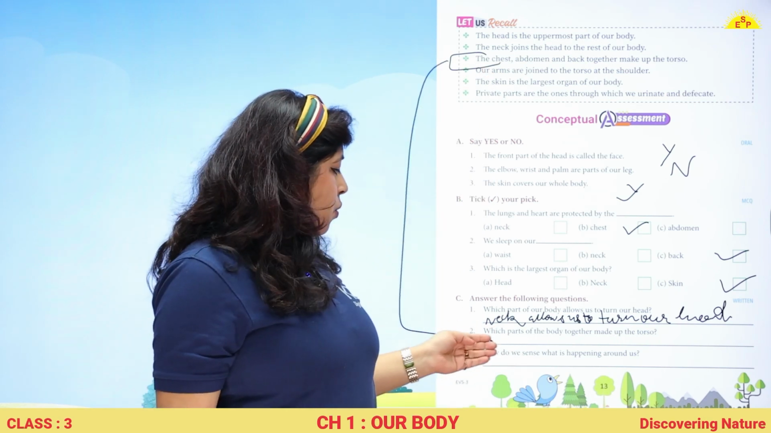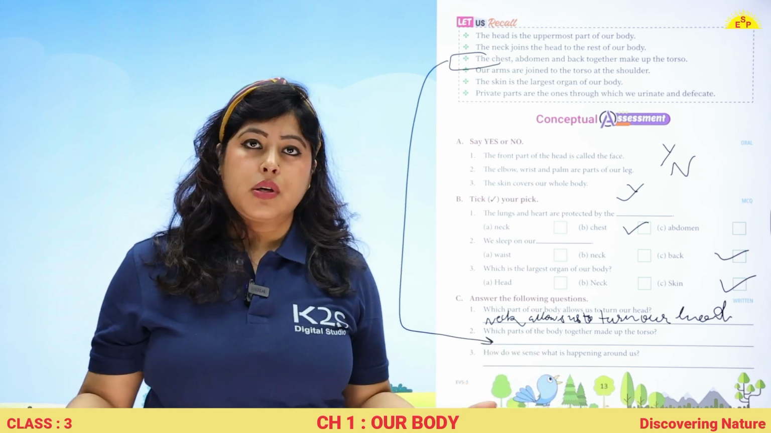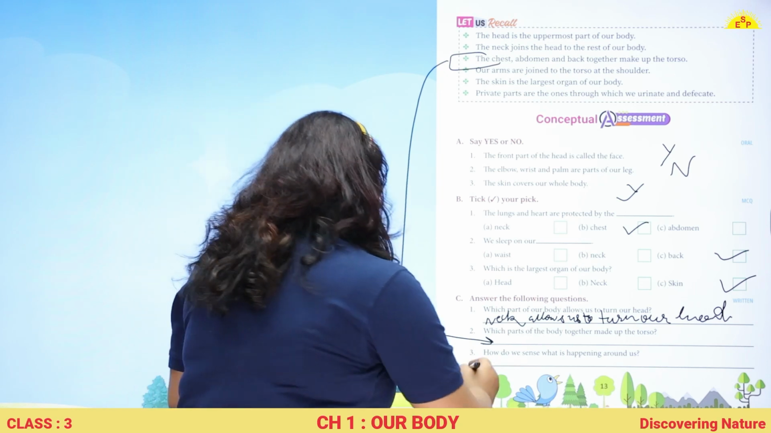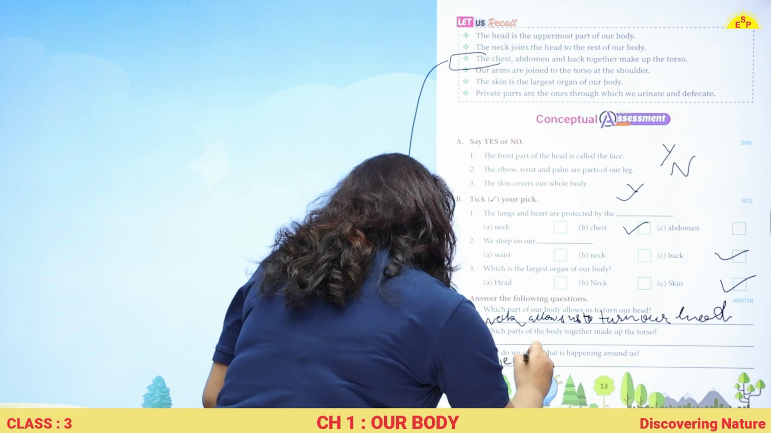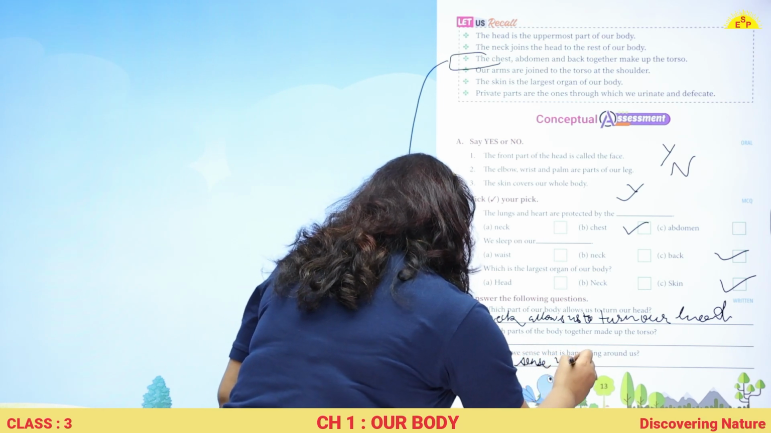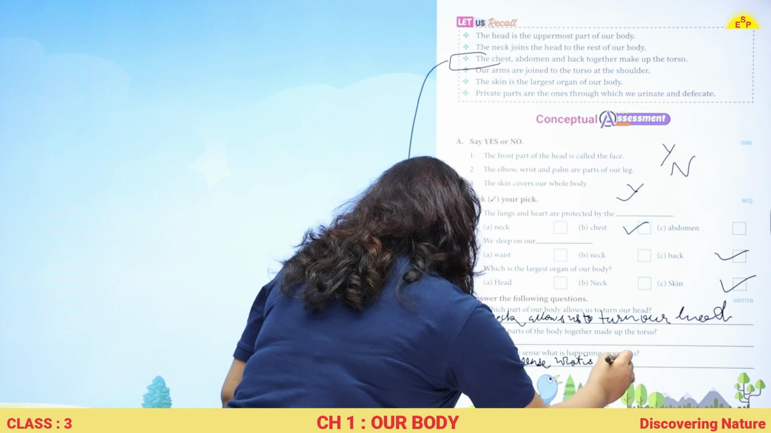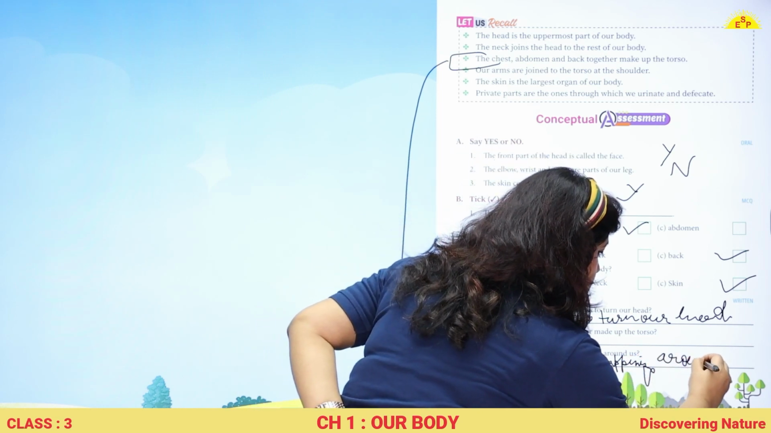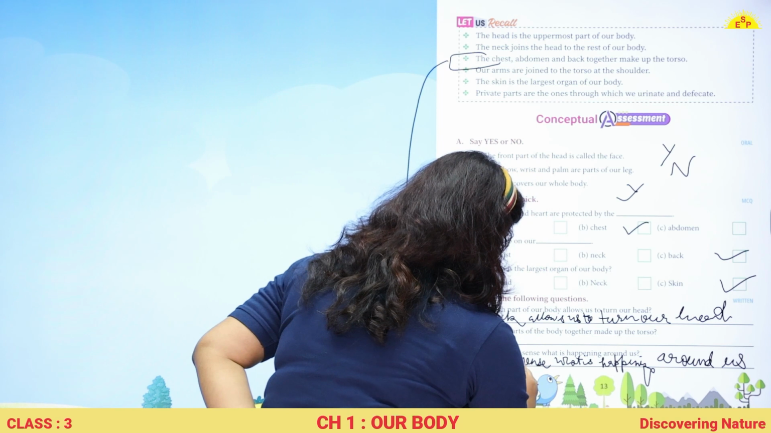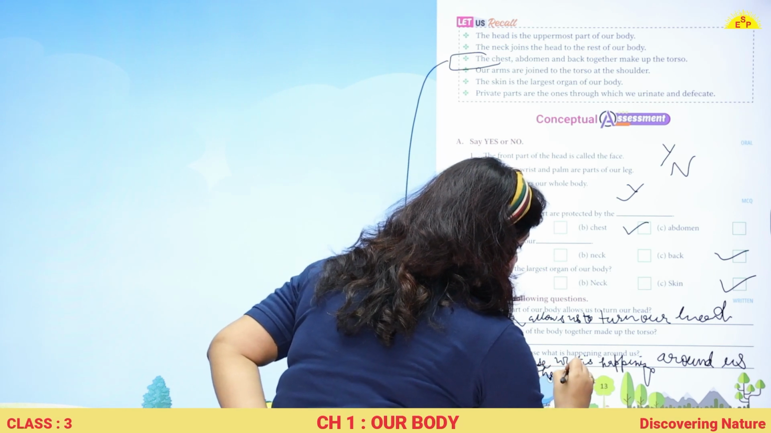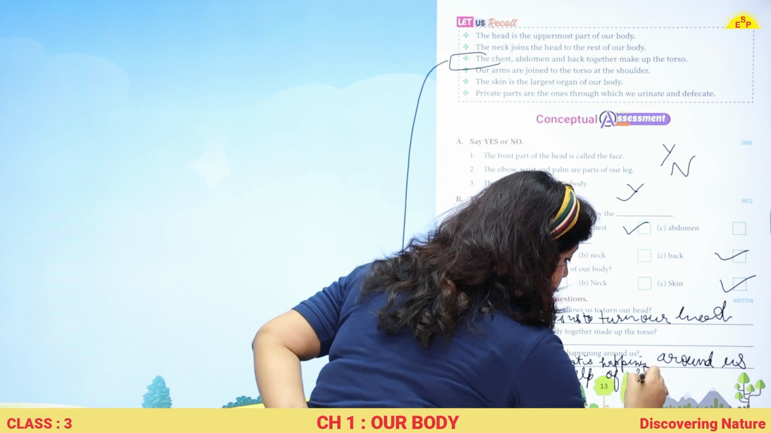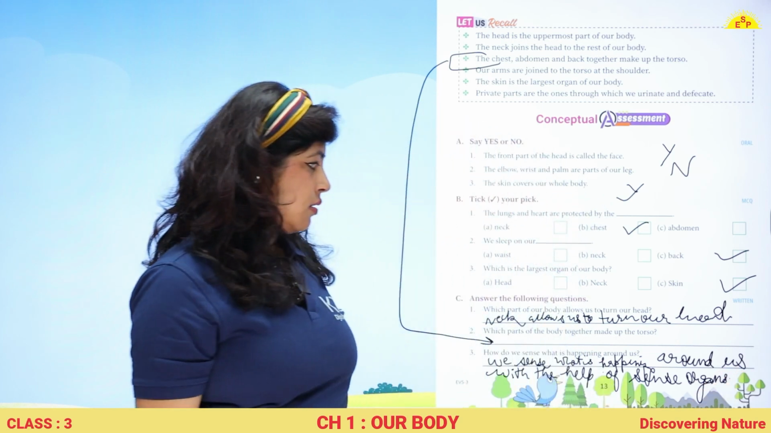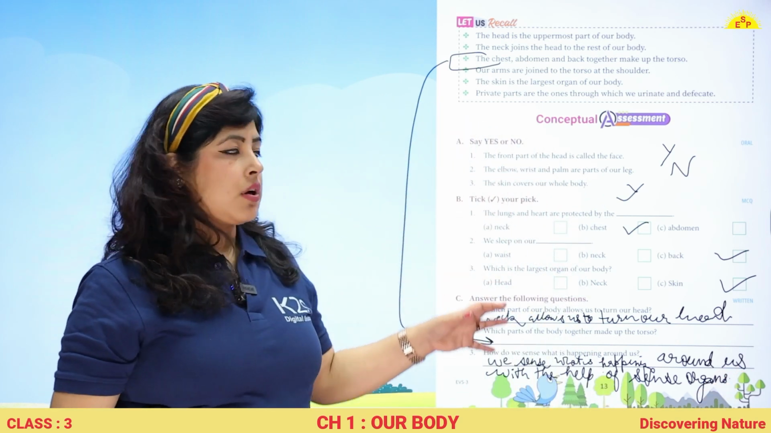Okay. Now, how do we sense what is happening around us? हमारे आसपास क्या हो रहा है हम कैसे sense करेंगे? With the help of our sense organs. So write down. We sense what is happening around us with the help of sense organs. Okay, so with this we have done our conceptual part.